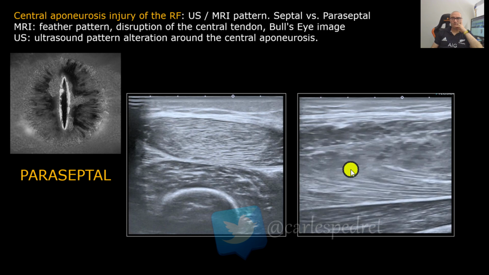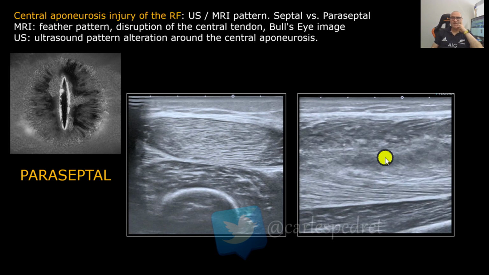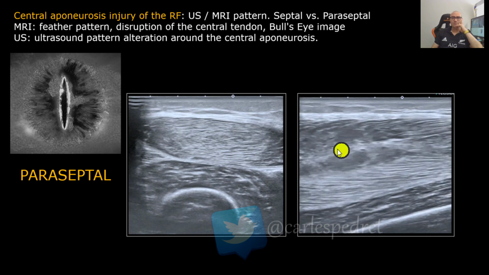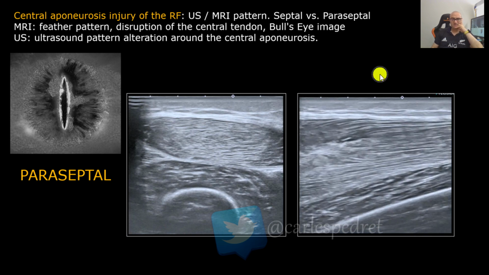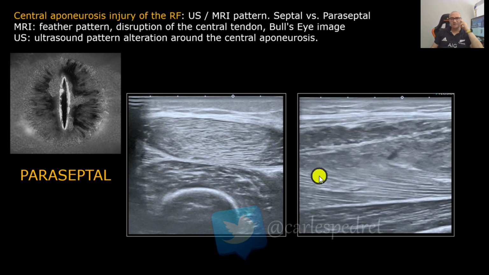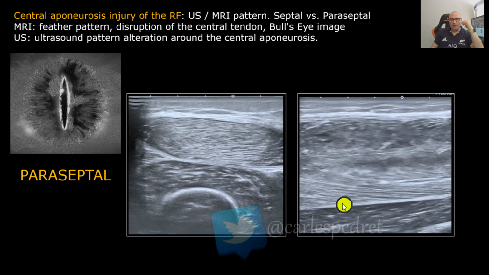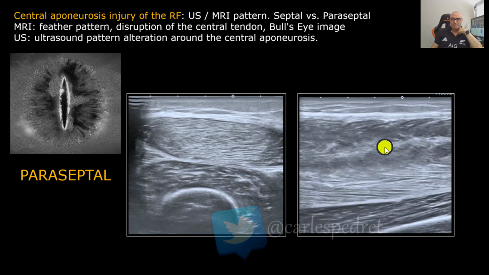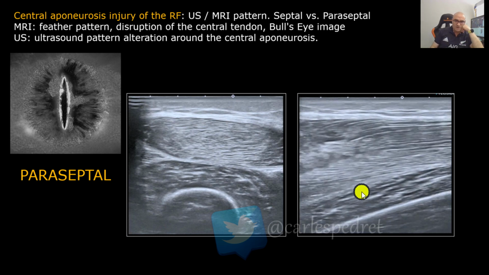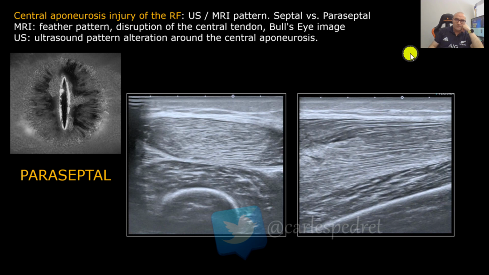Obviously, the problem is paraseptal. It's the fibers attached to that central tendon that are completely torn. And I put it again because I want you to be aware of that superficial muscle belly, that peripheral muscle belly that we were talking about just before. It's completely normal. So this is a paraseptal injury, and this is why we say sometimes that this is a muscle within a muscle.